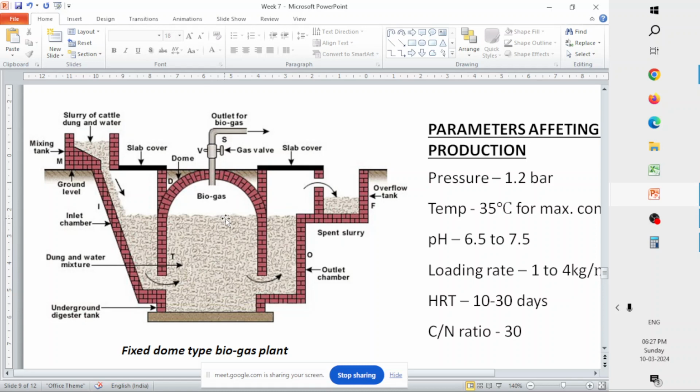As the digestion process continues, the gas production will keep on happening. As the gas production keeps on happening, since it's a constant volume, it will not be able to expand. So the pressure will keep on increasing in the digester tank.